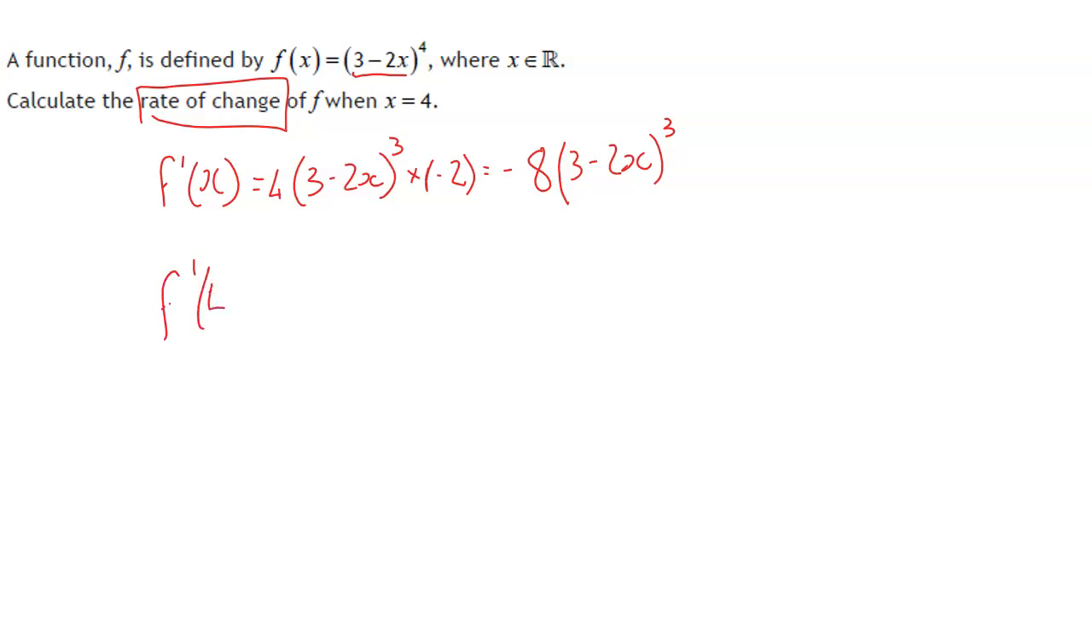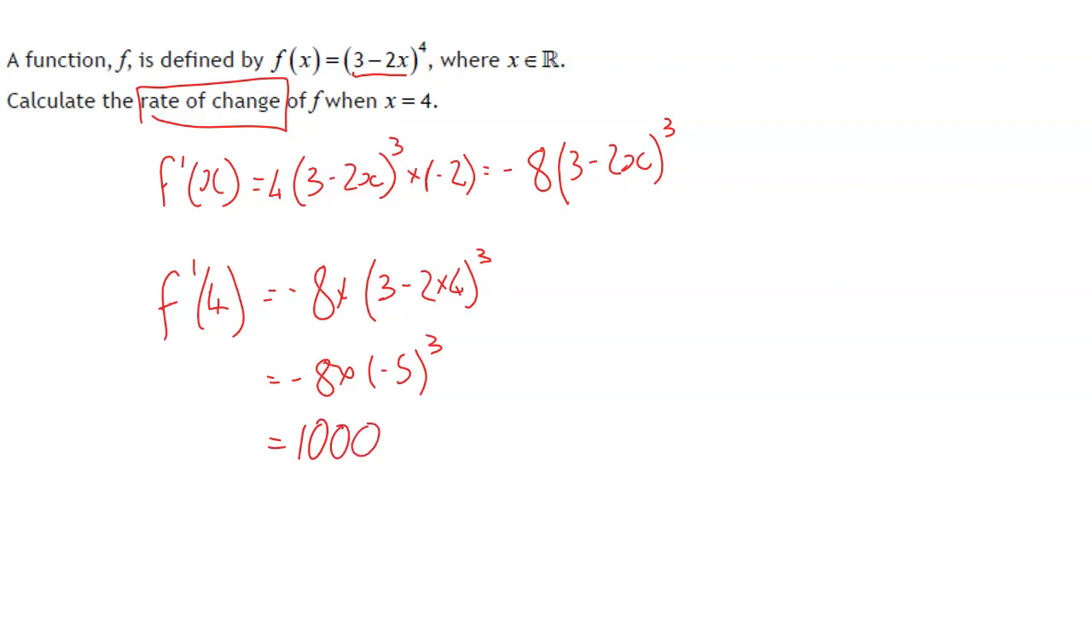If I take f dashed of 4, I'll end up getting negative 8 times a bracket 3 minus 2 times 4 cubed. Well, 2 times 4 is 8, 3 minus 8 is negative 5. So I'll end up getting negative 8 times negative 5 cubed. Now because this is a calculator paper, we could quite simply plug this into a calculator, and what I'll end up getting is 1,000. So the rate of change of that function, when x is equal to 4, is 1,000.